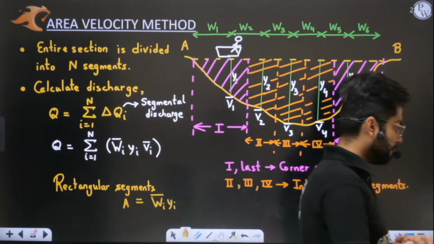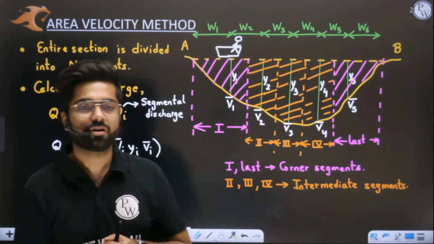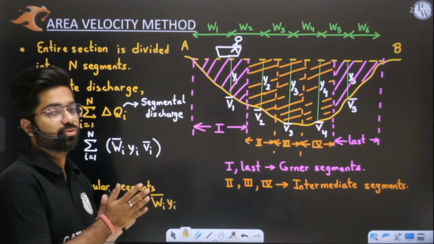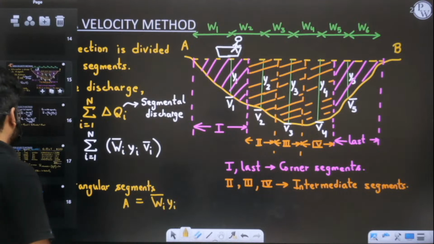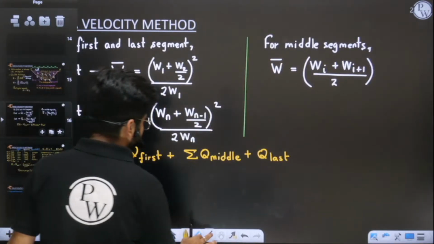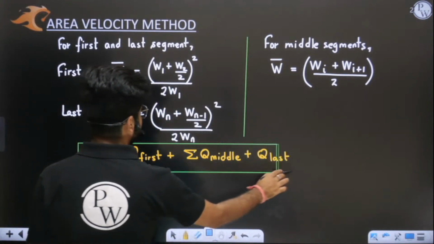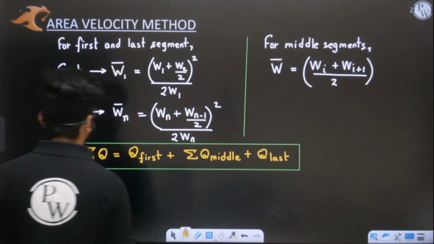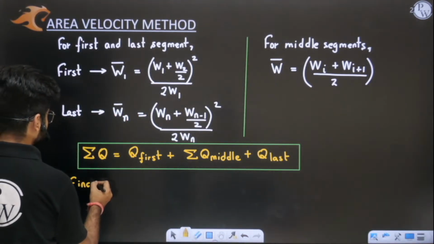So this is how you use the area velocity method to find your discharge. I hope it is very clear. Some rules are there. Shall I proceed? Is this clear to you? Only 3 steps you have to perform. The very first step is to find the average width, the effective width.